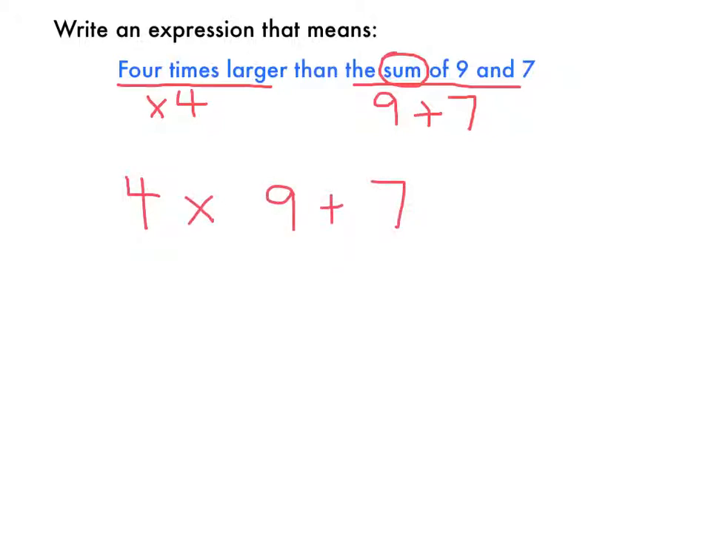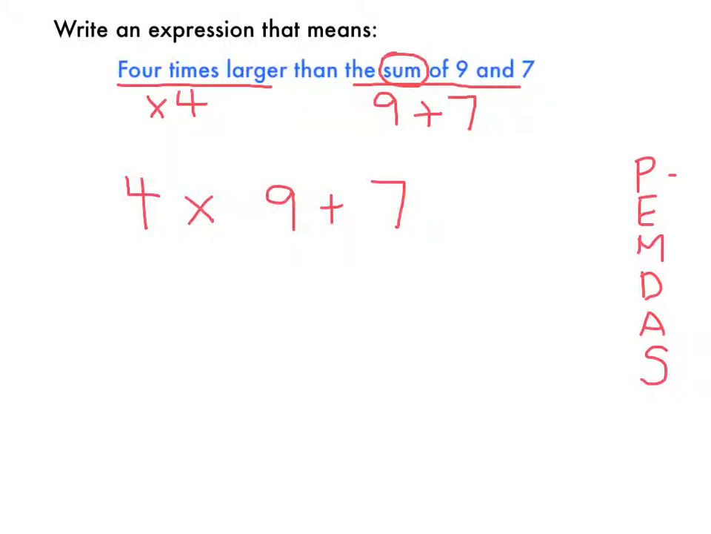Now I need to think about order of operations here, because if I don't, then I might not be writing an expression that really matches this situation. If I leave this without any grouping symbols, any parentheses, then I would actually solve 4 times 9 first. And that would mean that I'm doing 4 times larger than 9. But if I look at the words, it says the sum of 9 and 7.